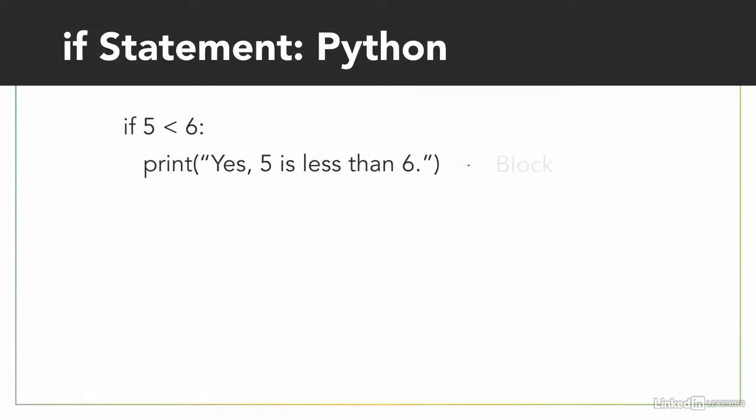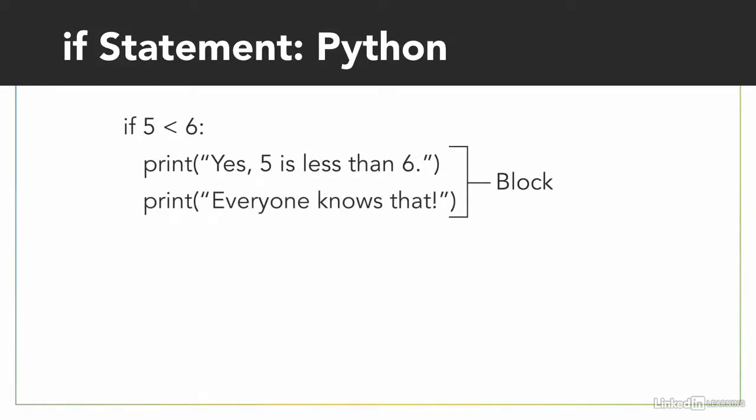The indentation in Python is very important because that's how the interpreter knows which statements belong to the if. In fact, we have a name for statements that are grouped together this way in programming. It's called a block. In this example, there's only one statement in our block, but we could easily extend it like this. And now we have 2 statements in our block.